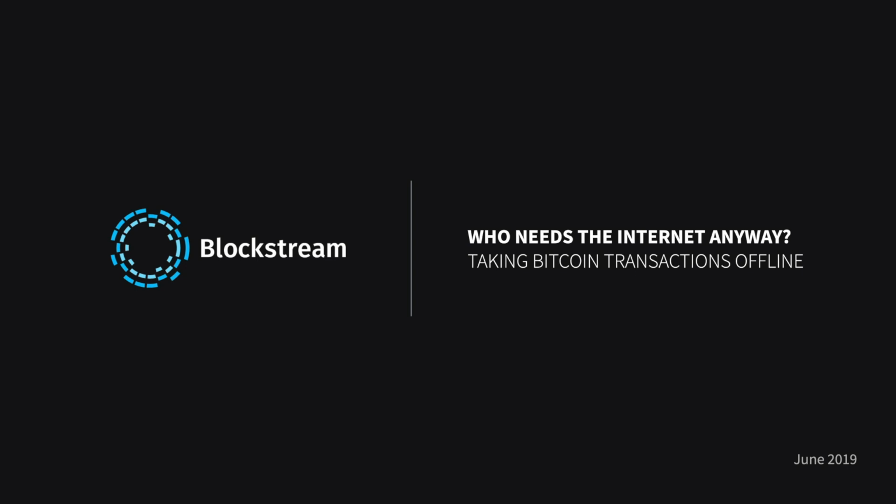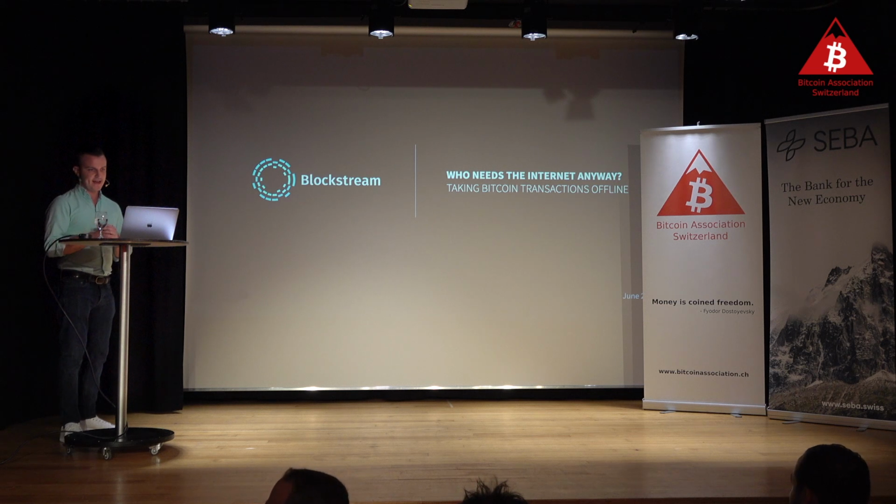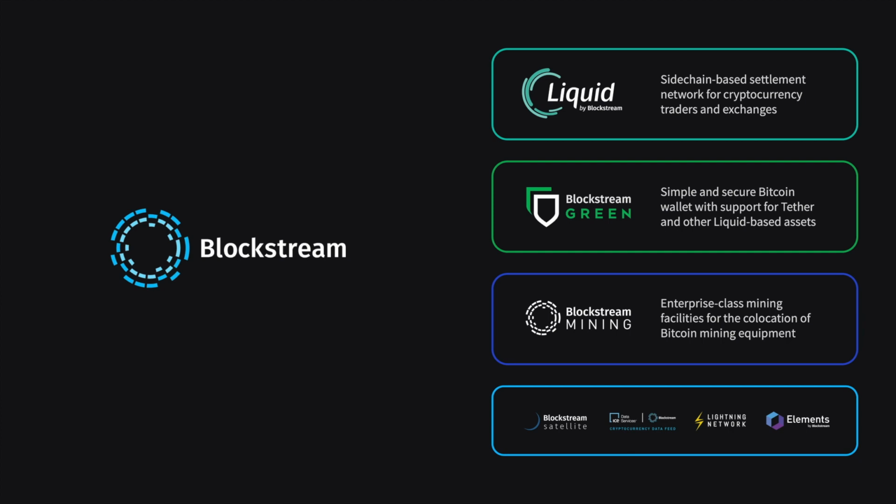Blockstream is a Bitcoin infrastructure company. We build a lot of things that just make Bitcoin better. But we do have some commercial projects as well. So our main focus is on the Liquid network, which is a sidechain for traders and exchanges. And it basically allows traders to send faster transactions in a more private way. We also have a Bitcoin wallet, Blockstream Green, which supports Liquid.